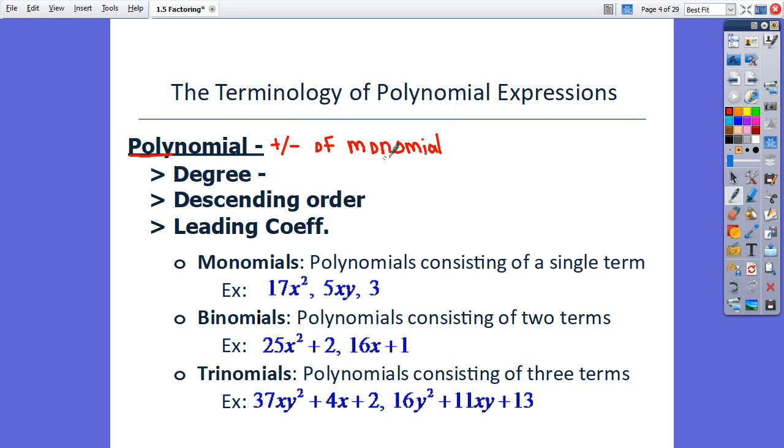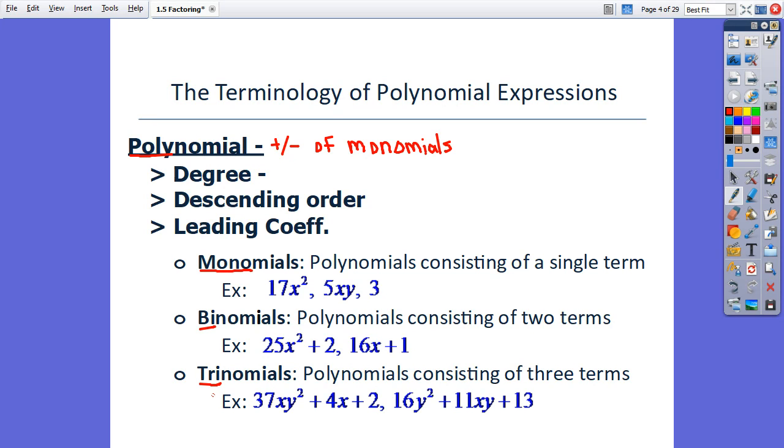So it could just be a single term. So we can see that like 17x squared right here. This is a monomial, so I'm not really adding or subtracting monomials, but it's still a polynomial, and so that is a possibility. So a monomial is a polynomial of a single term. Binomials, the bi meaning two. So we have these prefixes that will help, and then trinomial is three, kind of thing. So just being familiar with the terminology.